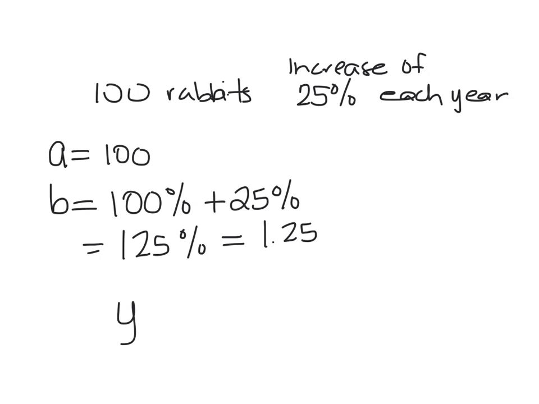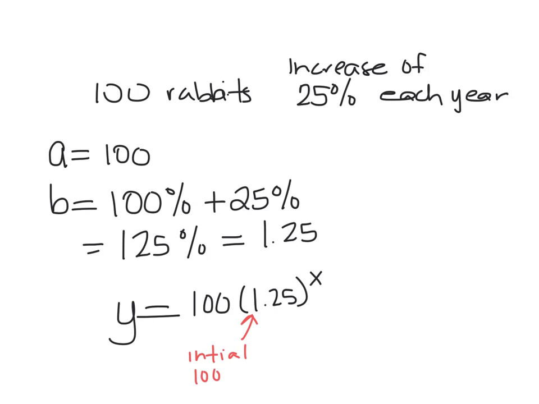So if we want to write an equation for this, we get y equals 100, which was the initial population, times 1.25 to the x. And again, this 1 includes our initial population. This is our initial 100, that's 100% of all of this right here, and this is their growth rate, or their increase per year.